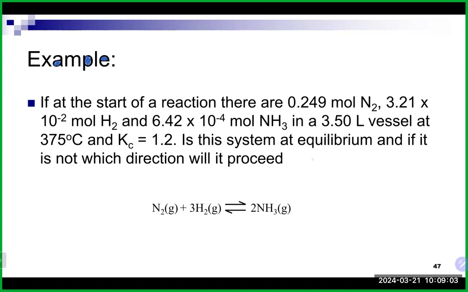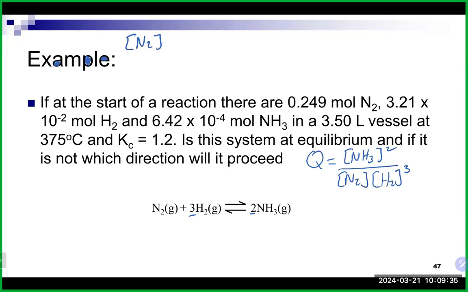So again, Q here is going to be calculated the exact same way as we would do K. So that's going to be our product, in this case our NH3, and we do want to square it because of the coefficient. We're going to divide it by the concentration of our N2 and our H2. And once again, we're going to cube the H2 because of the coefficient. So done exactly the same way. Here, though, we don't have the concentrations, but we do have the moles and the liters. So probably the first thing we want to calculate is the concentrations of each of these.